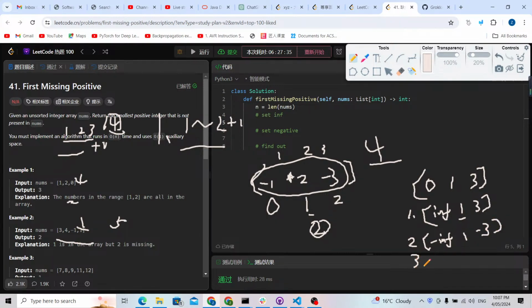Now, third step, we're going to find out if there's a positive value. This 1 means it doesn't exist. So it's going to be index 1 plus 1, so we're going to return 2.